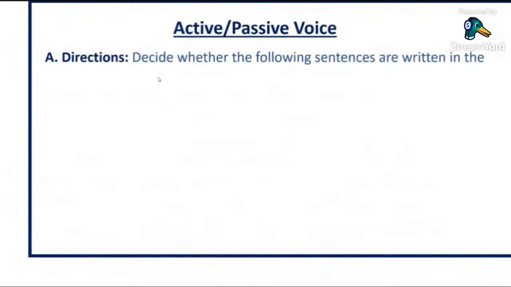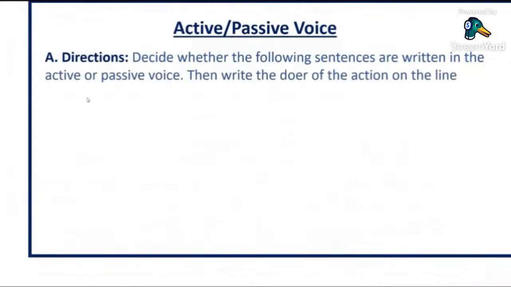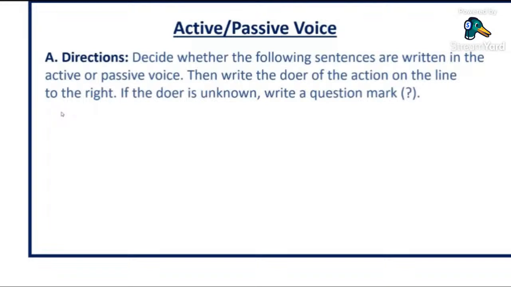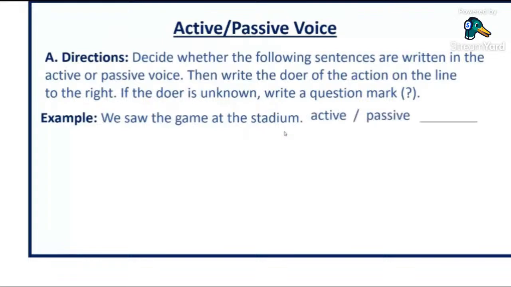Directions. Decide whether the following sentences are written in the active or passive voice. Then write the doer of the action on the line to the right. If the doer is unknown, write a question mark. For example, we saw the game at the stadium. Active or passive? Answer is, it is an active.